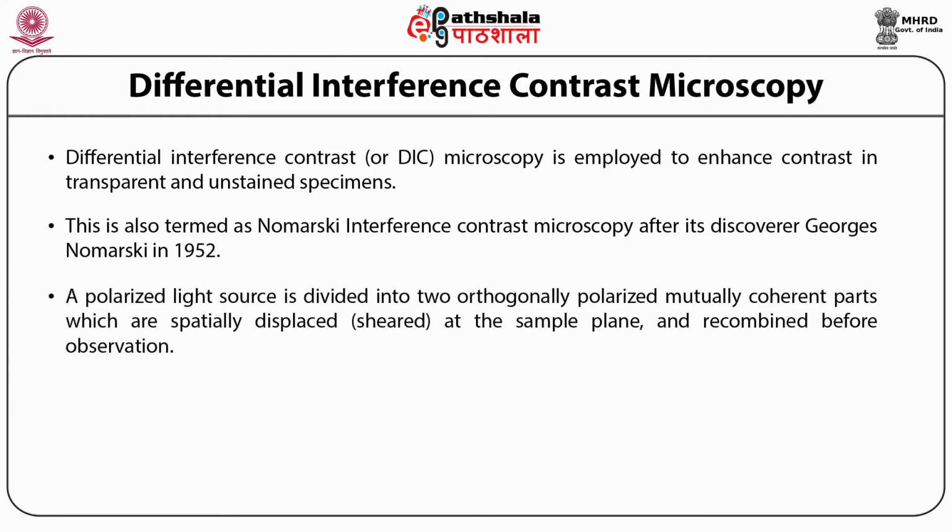A polarized light source is divided into two orthogonally polarized, mutually coherent parts which are spatially displaced, or sheared, at the sample plane, and recombined before observation. The interference of the two parts at recombination is influenced by the optical path difference, that is, the product of refractive index and geometric path length between them.